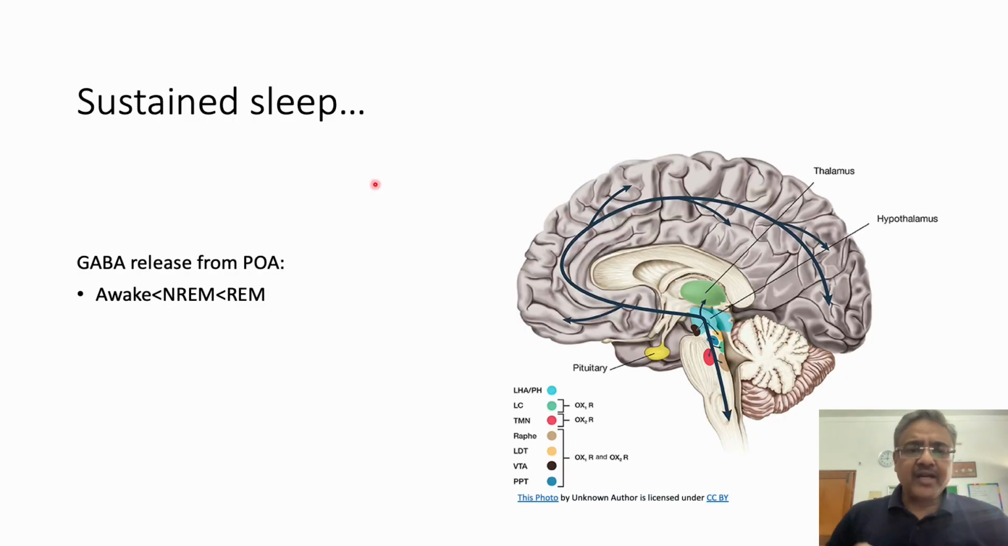Now, what leads to the sustained sleep? Because we have already discussed the switch. The GABA, we have already discussed that the preoptic area neurons send the GABA signals to the neurons in the ARAS system, and the GABA released from these neurons is least during wakefulness. It further increases during non-REM and further increases during REM sleep, and that is the reason that we have a sustained sleep.